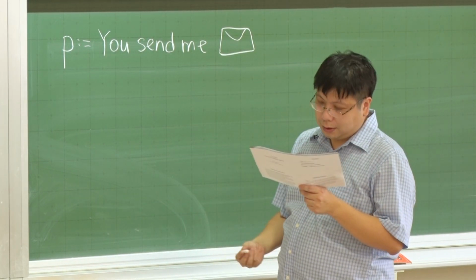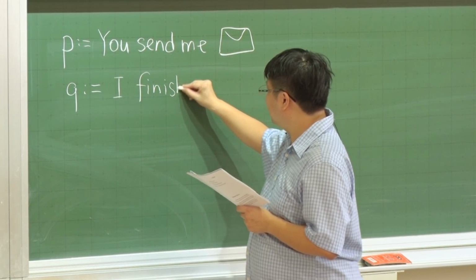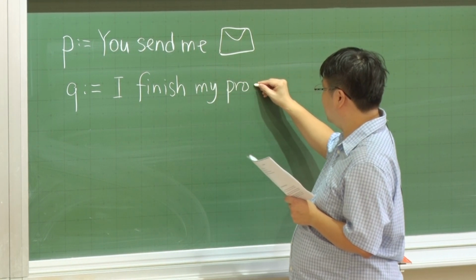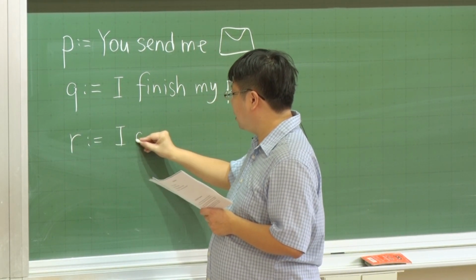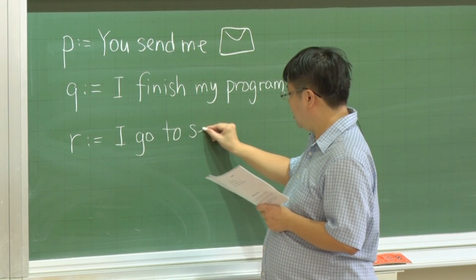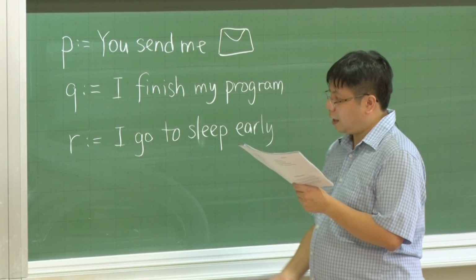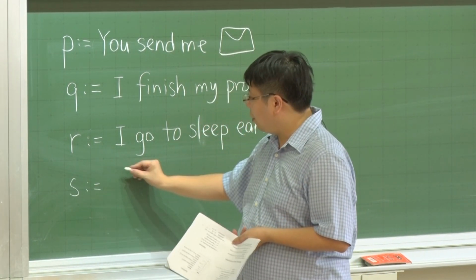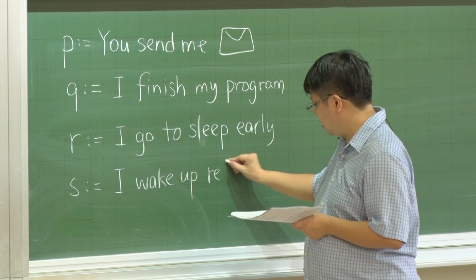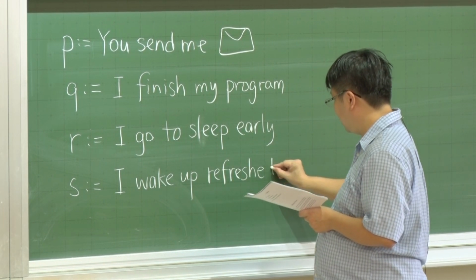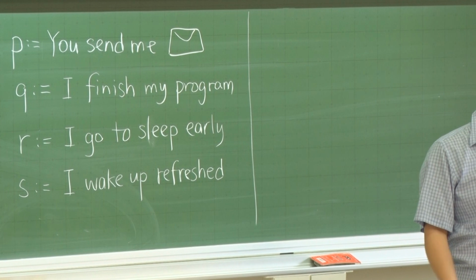Okay, you sent me an email. Q is, I finished my program. And then R is, I go to sleep early. And then S is, I wake up refreshed. Okay. So these are the things that we have.